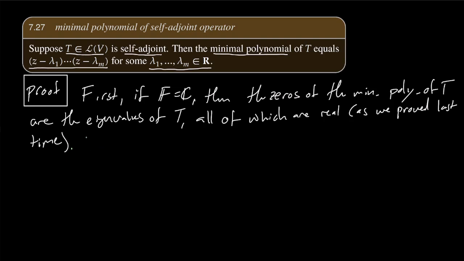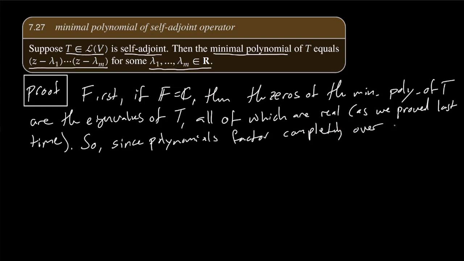So since polynomials factor completely over C, over the complex numbers, and since the zeros of the minimal polynomial are the eigenvalues of t and all of these are real, I'll say the minimal polynomial of t is of the desired form.